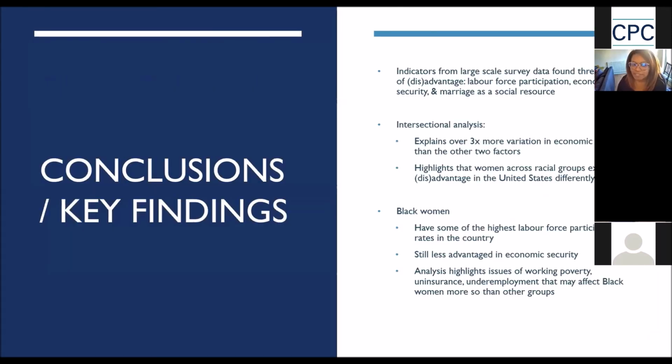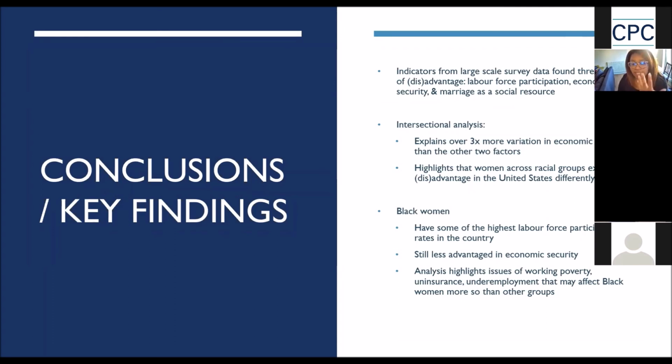So that brings me to the end. My research has taken a primarily European understanding of disadvantage and applied it to the United States, a context in which social exclusion is under-researched. Using large-scale survey data, I found that in the United States, there are 3 dimensions of advantage or disadvantage: labor force participation, economic security, and marriage as a social resource.